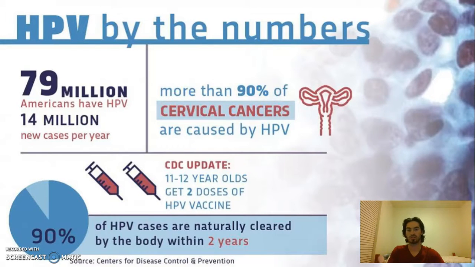Now, this is kind of a two-part slide. So you have, these are CDC numbers. You have 79 million Americans have some form of HPV. They're not all going to cause genital warts. They're not all going to cause cancer, but it's some form of it. Some of them are even asymptomatic, but just such a high number, and with 14 million new cases every year.